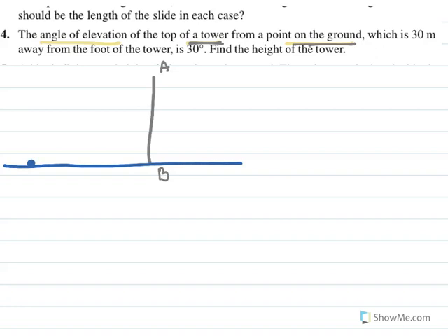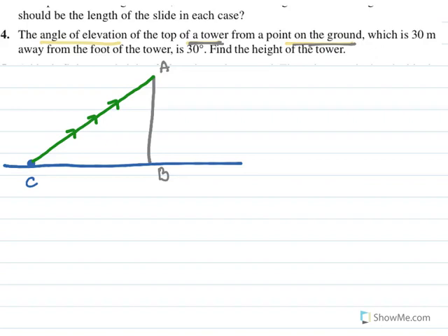And from a point on the ground, we'll mark this point, say C, we're looking at the top of the tower. So we have drawn the line of sight. Here we're looking up at the tower. So this is your line of sight. So we have drawn the diagram.